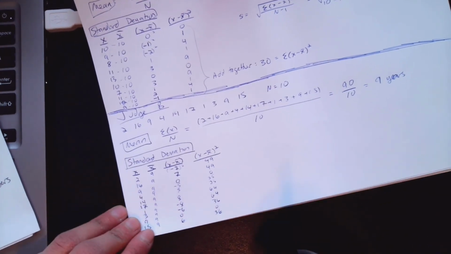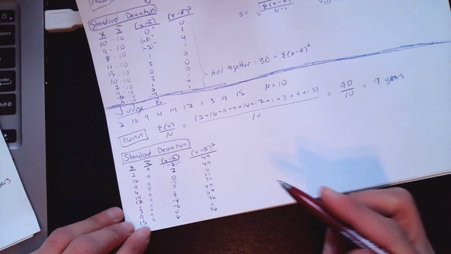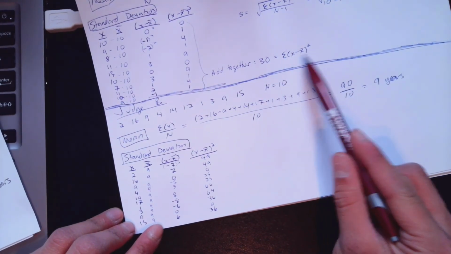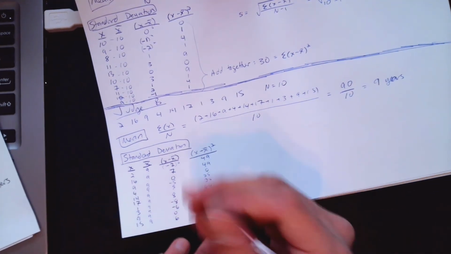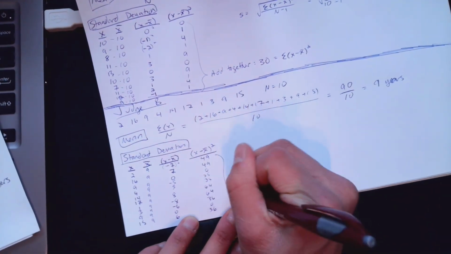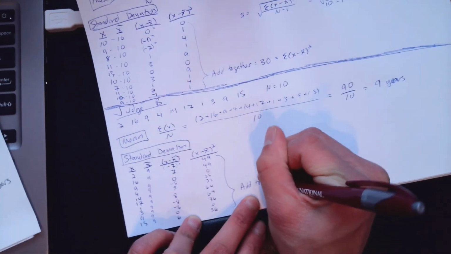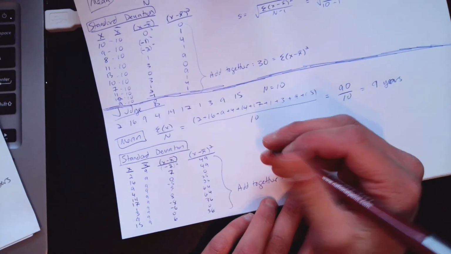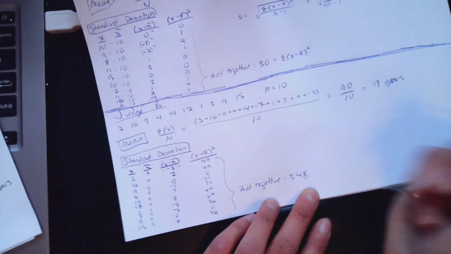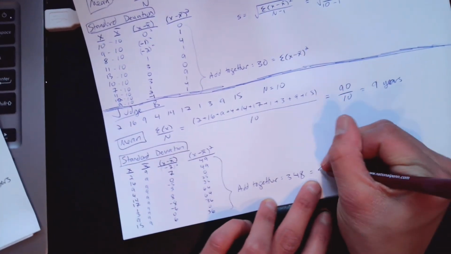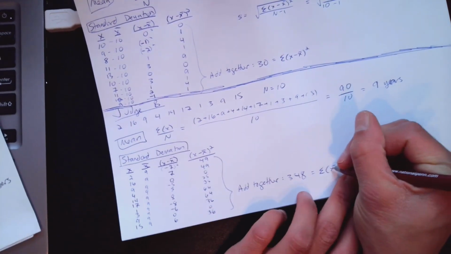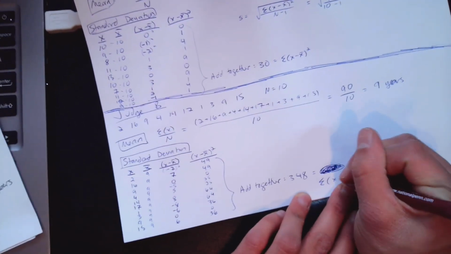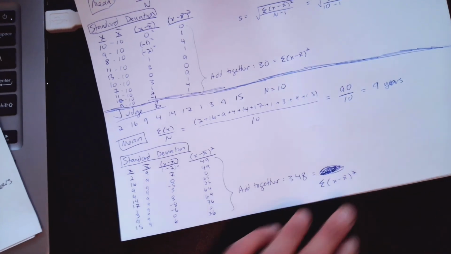All right, your next step here is to add them all together. So we're trying to get this phrase of the sum of our squared deviations. We're going to take the sum of everything we have here. When we do this, we get a sum of 348 years, which again is going to be equal to our sum of x minus x bar squared.